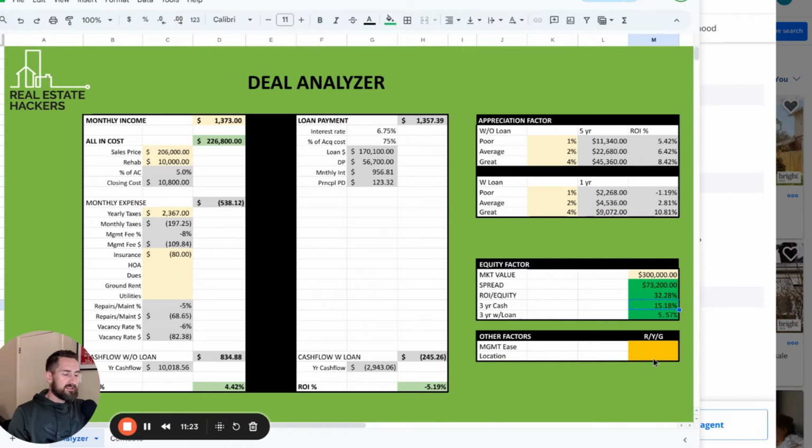Last thing to note is it's also important to factor in, at least for me, your ease of management and location. And usually those are side by side. If you're in a really amazing location, usually the property is going to be a little bit easier to manage. Also, a townhouse with one unit is going to be a little bit easier to manage than a multifamily building.